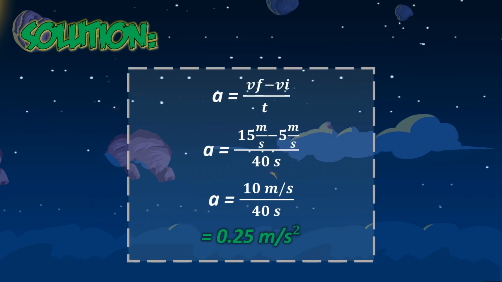Let's solve for the acceleration. Acceleration is equal to final velocity minus initial velocity all over time. 15 meters per second as the final velocity minus 5 meters per second as the initial velocity all over 40 seconds as the time. 15 minus 5 is equal to 10 meters per second all over 40 seconds is equal to 0.25 meter per second squared.